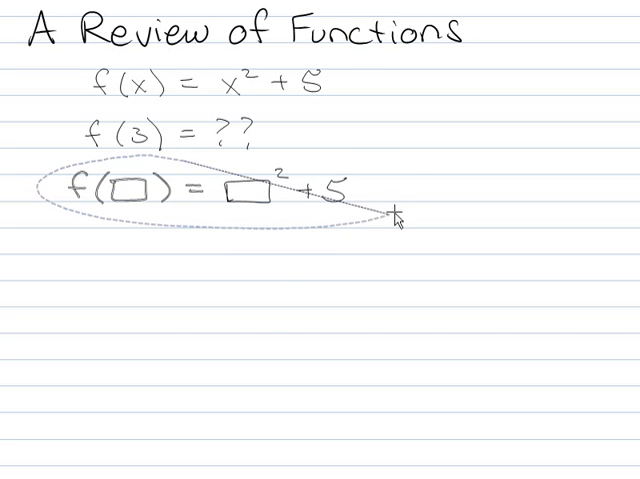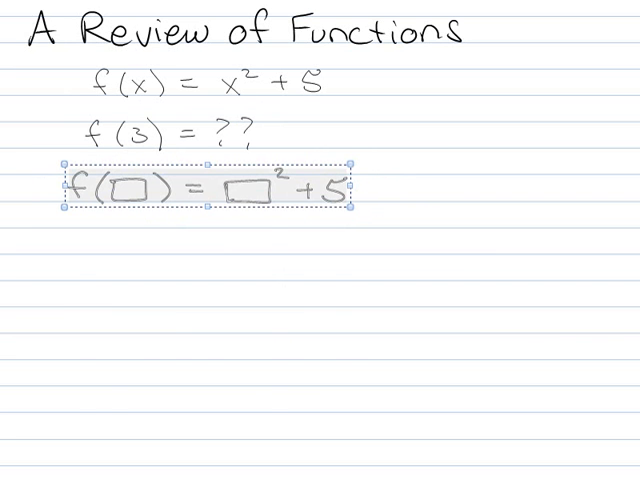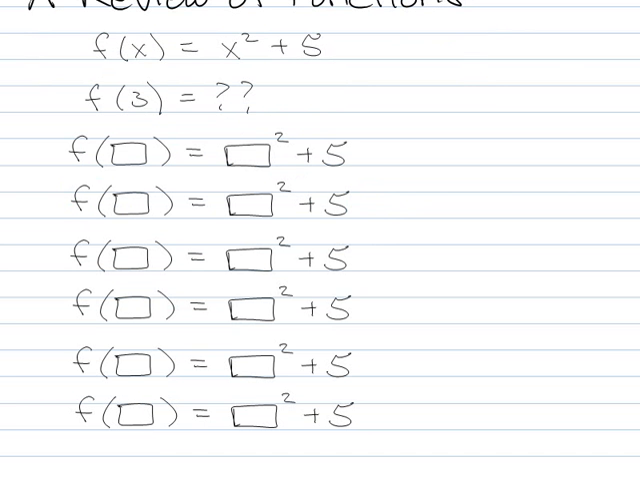So I'm going to make just a bunch of these here. Alright, so say I wanted to find f of 3. What that means is everywhere I see an x, I'm going to put a 3. So 3 squared plus 5 is going to be equal to 9 plus 5 is 14. I'll go ahead and write that out just to make sure we're all on the same page.